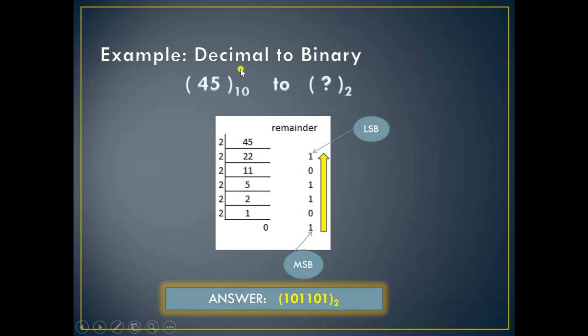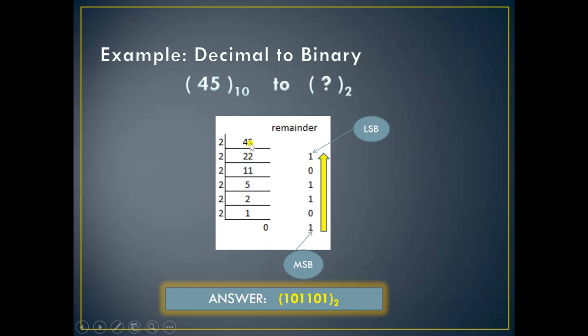This is the formula for conversion from decimal to binary. If you are converting a number from decimal to binary, or decimal to octal, then whatever the base is, you have to divide the decimal number by that base, keep the remainder, and then write the remainder in reverse order.